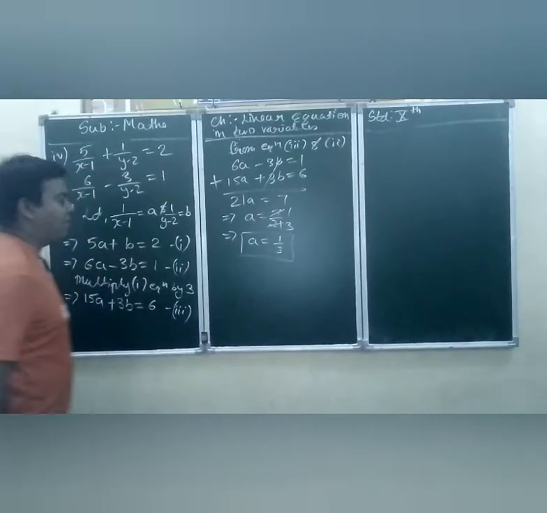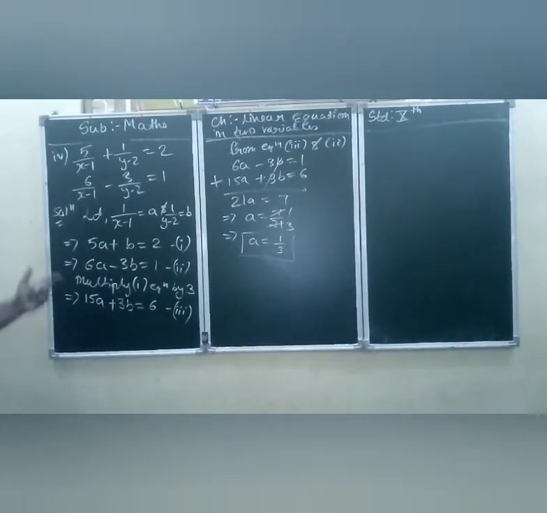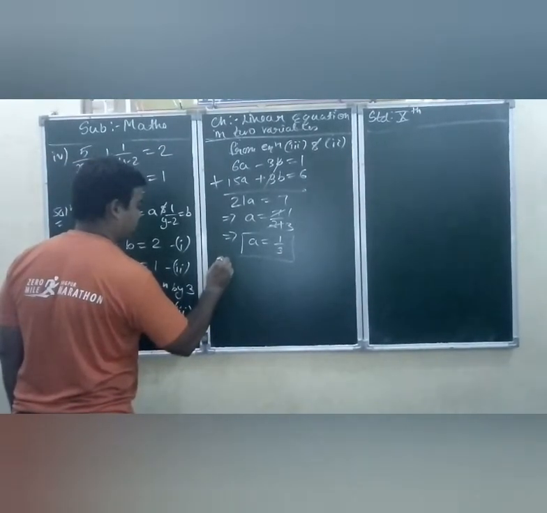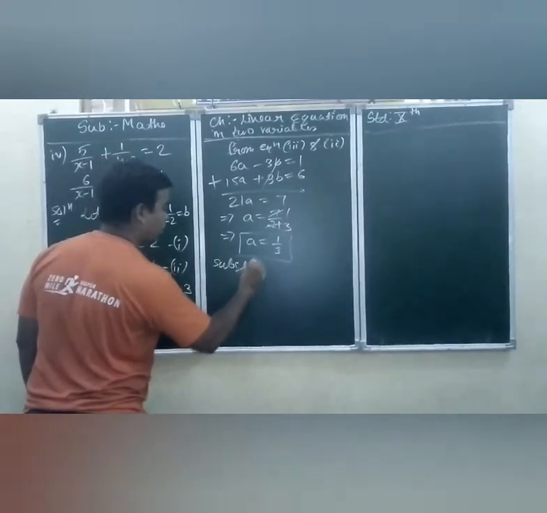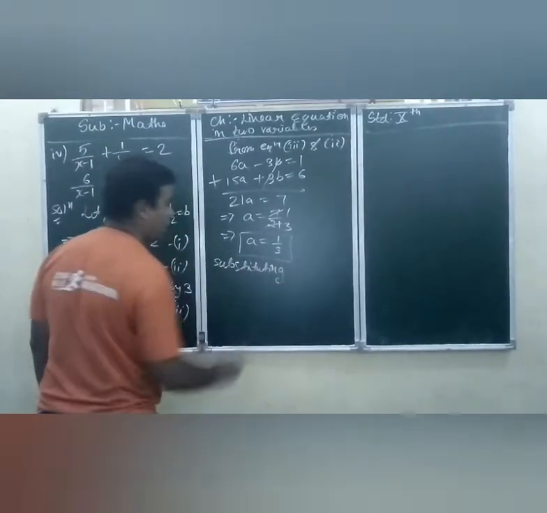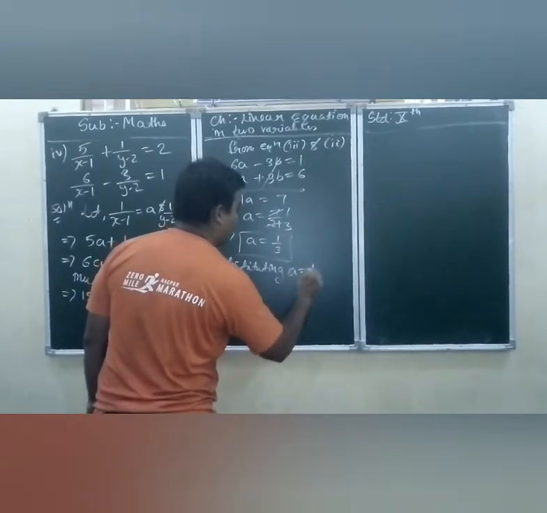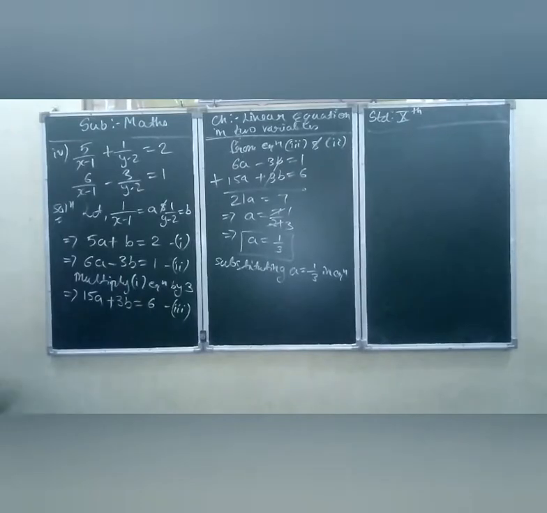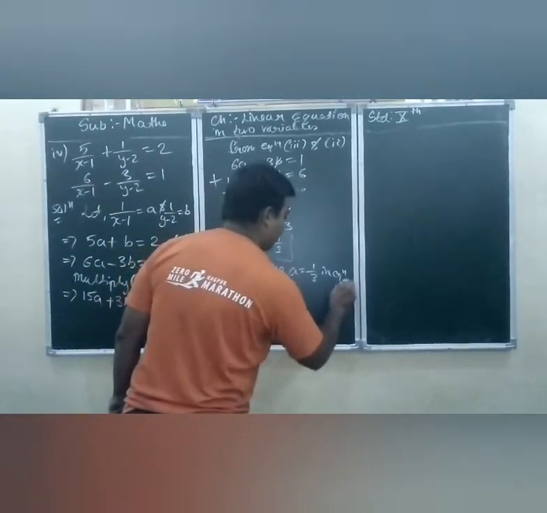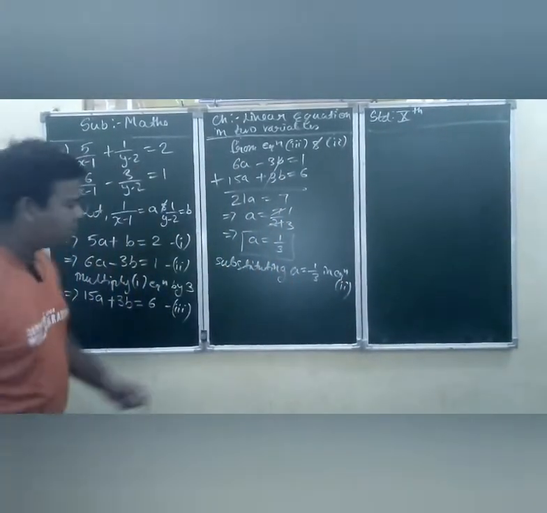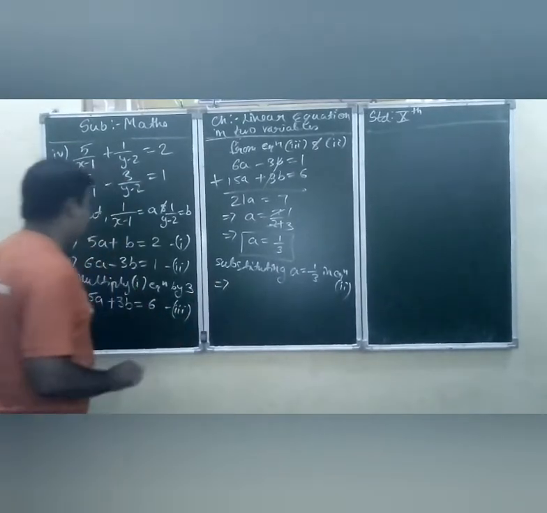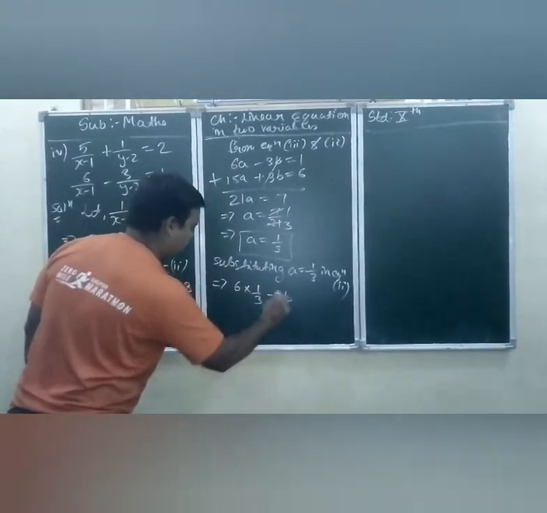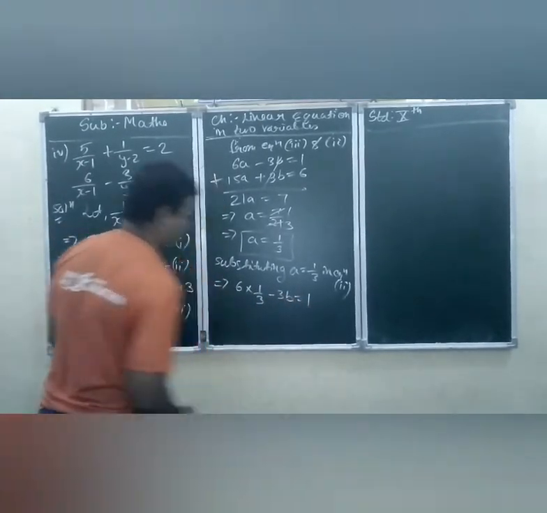Now let's find b. So we substitute a equal to 1 by 3 in an equation. You can put it in any equation, first, second, third, but I put it in the second. 6a - 3b, so 6 into 1 by 3 minus 3b is equal to 1.